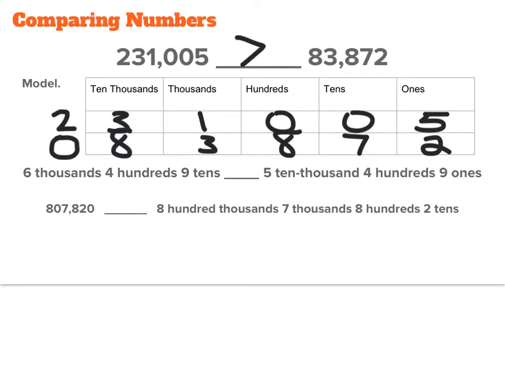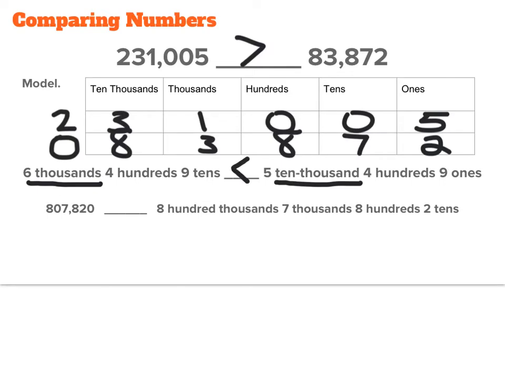The next problem is comparing numbers, however, it's in unit form. 6 thousands, 4 hundreds, 9 tens, compared to 5 10,000s, 4 hundreds, 9 ones. Well, I can do this one without even using my place value table because I see the biggest unit in this number is 6 thousands. Well, the number I'm comparing it to is 5 10,000s. 10,000s is bigger than thousands, so 5 10,000s is 50 thousands. 50 thousands is bigger than 6 thousands. So I can put my symbol in like that.